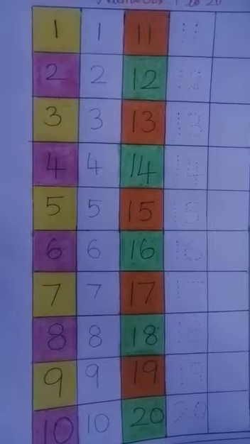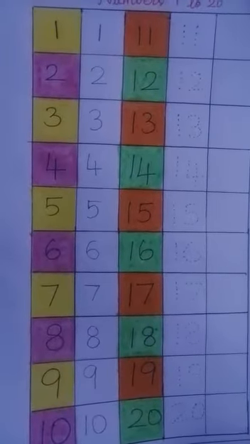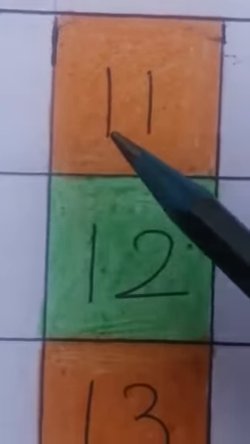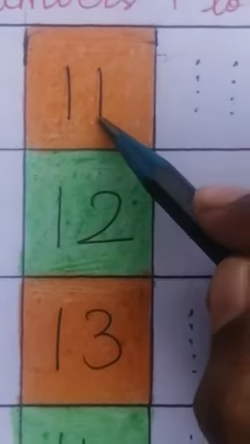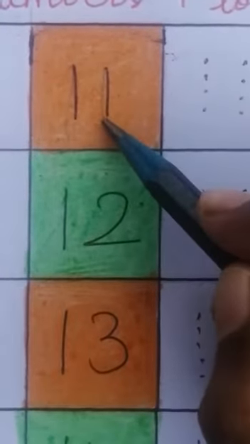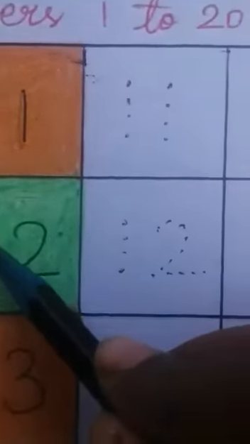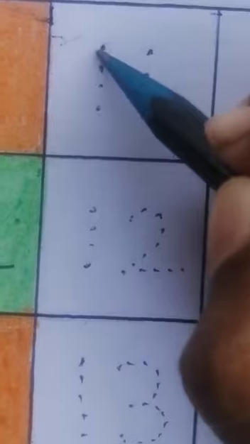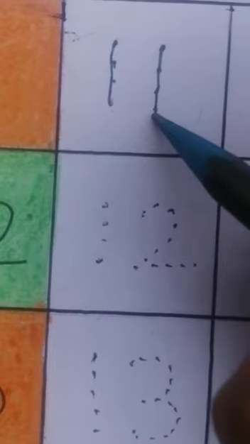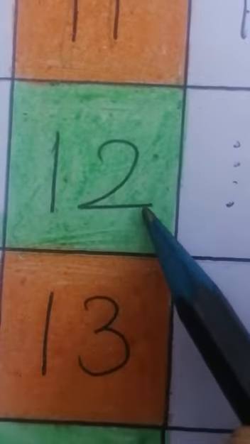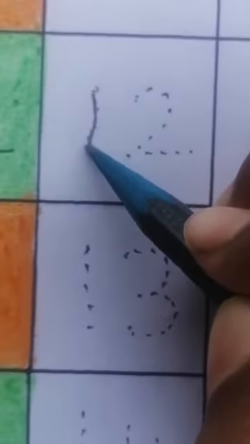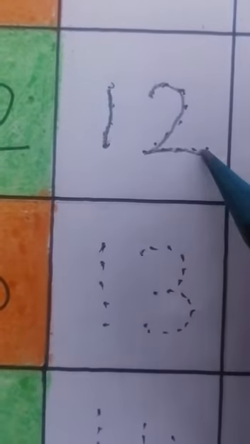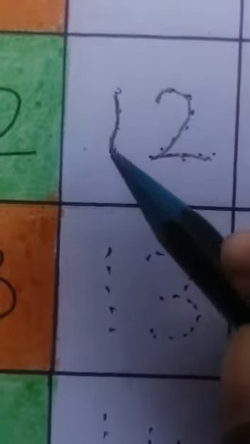Yes, now let's learn how to write the numbers from 11 to 20. Look at this. This is number 11. 1, 1, 11. How to say 1, 1, 11? Let's write 11. 12. 1, 2, 12. Let's write 1, then 2.